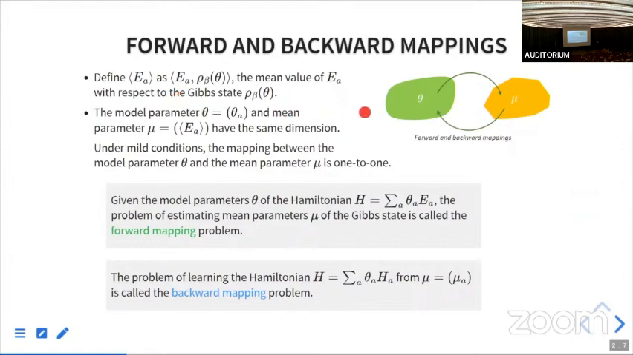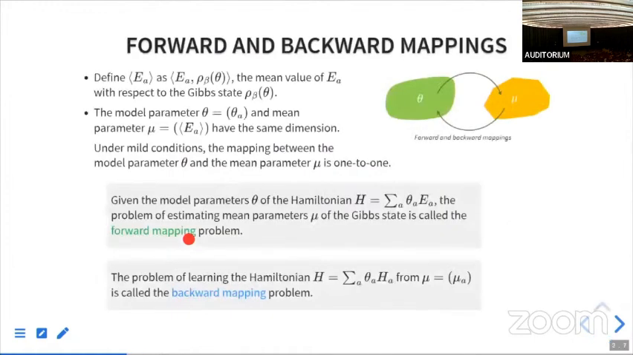Because we have, for example, m different thetas, and you take the average values, you have m numbers, so at least the dimensions match, and under very mild conditions, the mapping between the model parameter theta and mu is one to one. So the forward problem is just, given theta, compute the local average values. And the backward problem is, given mu, can you find out the model parameter theta? I've called this backward problem learning in the previous slide, and the forward problem inference. So it's like two different names for the same thing. That's the forward backward mappings that we're talking about.